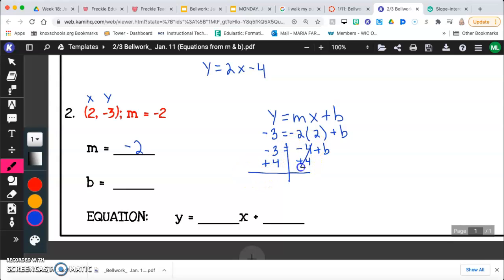Negative 4 plus 4 is 0. We get that b equals we're looking for. Negative 3 plus 4, subtract and take the sign of the bigger number. 4 minus 3 is 1. The bigger number is positive, so it would be a positive 1. Our b is positive 1. Our slope is negative 2. We just put them into the equation. y equals negative 2x plus 1. Any questions about this? Because again, this is what you're going to be asked to do here in just a few minutes.